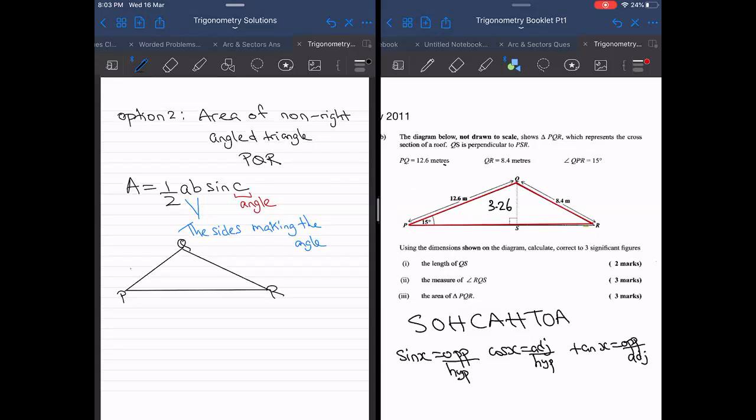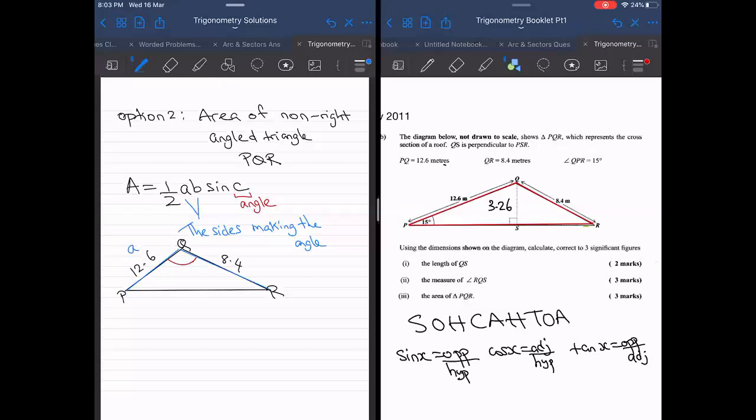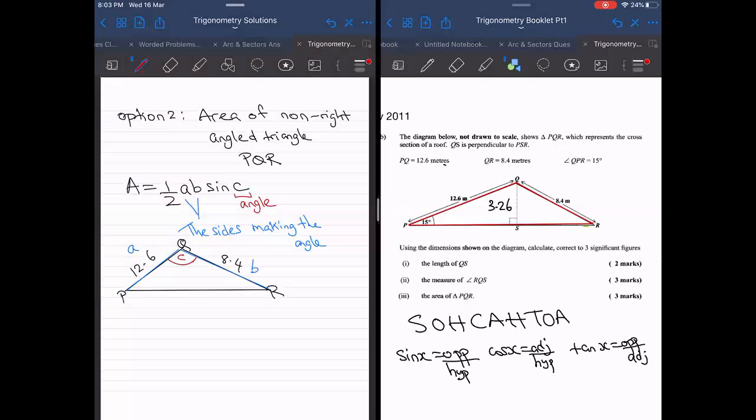All right, so what I would do is, since I know these two sides of the big triangle, right? So this is exactly what we're talking about. I have this side and I have that side, and the angle would be right there. So this would be my A, this would be my B, and this would be C in the formula.